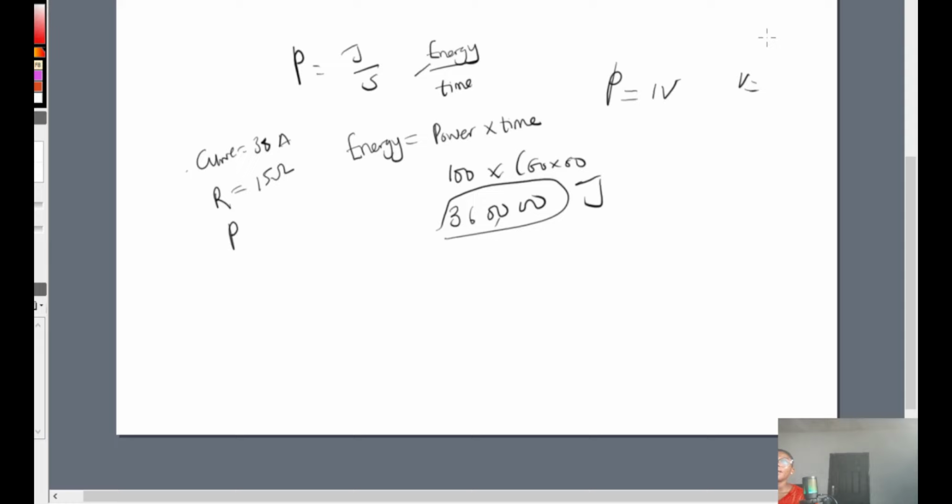V is equal to IR. So if I put this V equals IR into this, I can say my P is equal to I squared R. So we can get our power from that to be equal to 30 squared multiplied by 15. That is 900 multiplied by 15 watts. That will give us our answer.